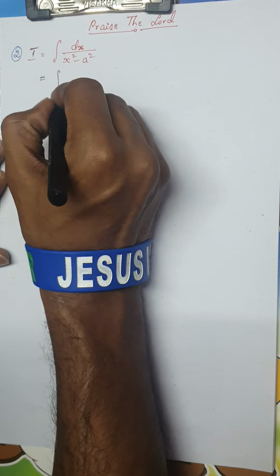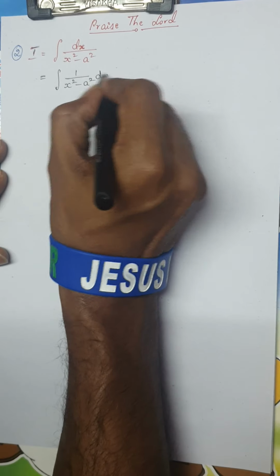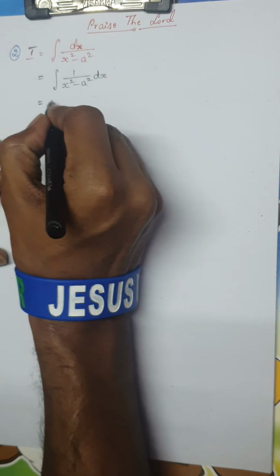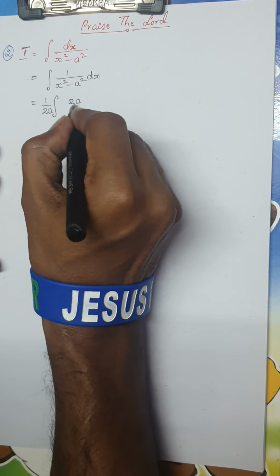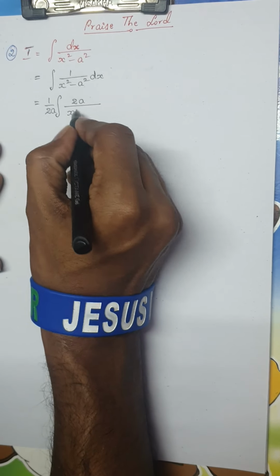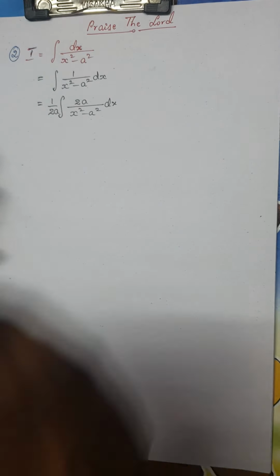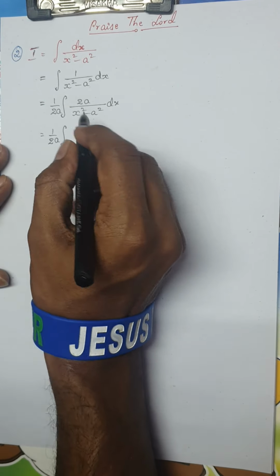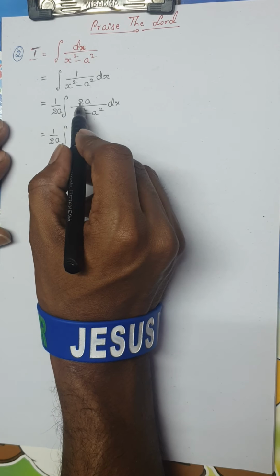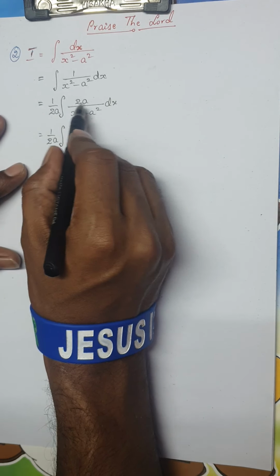I have the integral of 1 divided by x square minus a square dx. I'm going to make some arrangements. I'm going to multiply and divide the integral by 2a. So I get 2a divided by x square minus a square dx. This can be written as 1 divided by 2a into the integral of, now 2a can be written as a plus a. At the same time, I will add and subtract x in the numerator.